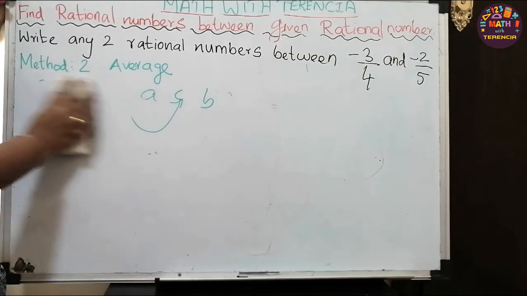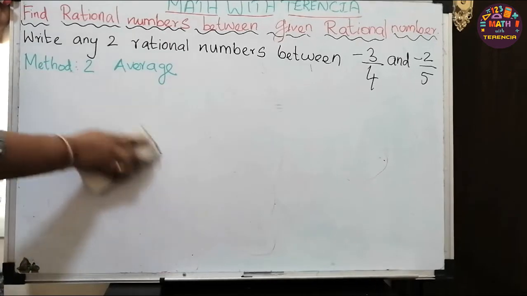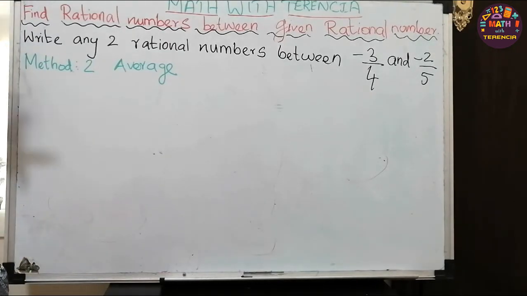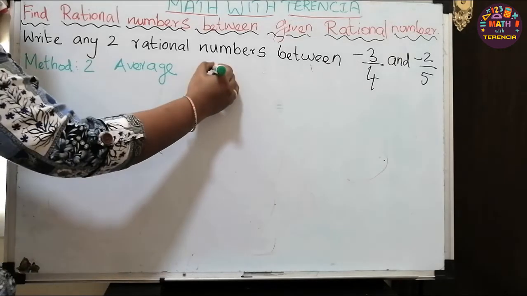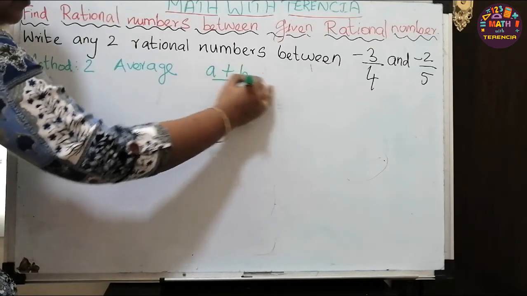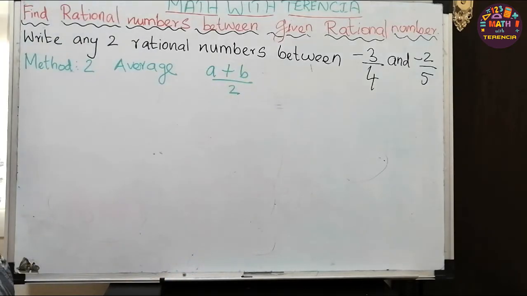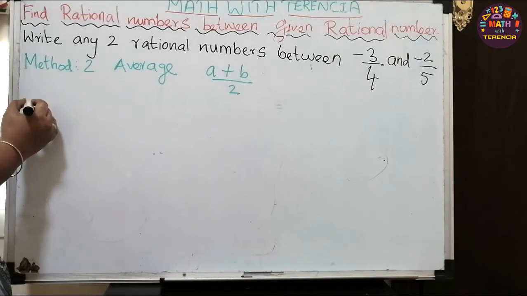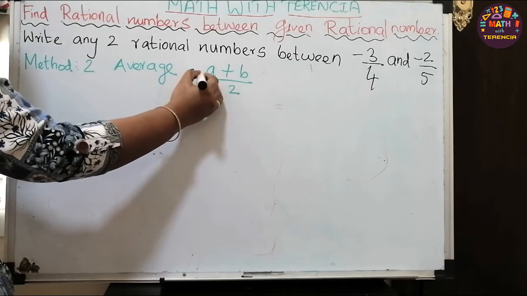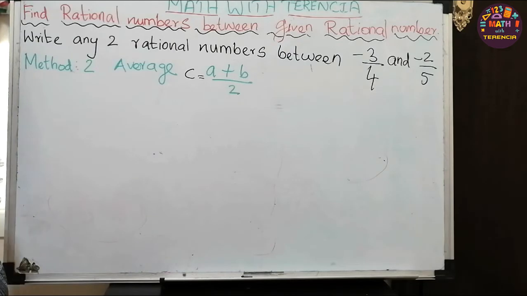Most of the students will feel this is a difficult method. Even I would suggest you not to go with this method as this is a long process. You can do using method 1 and method 3. But avoid using the average method, but you should know that such a method is there. So the average method formula is A plus B by 2. So C is equal to, C is another rational number.